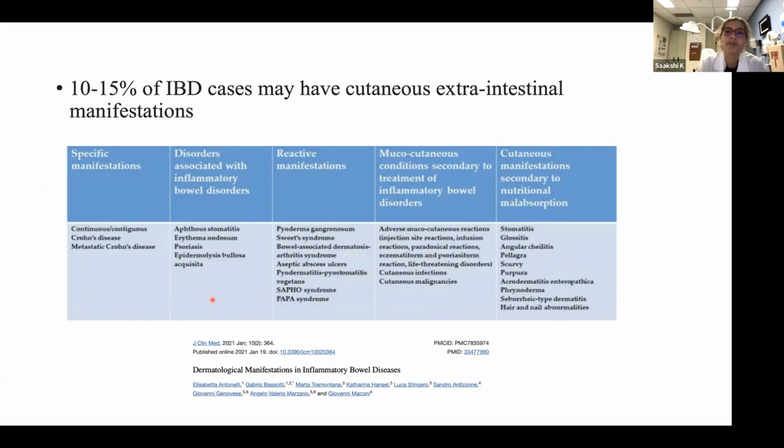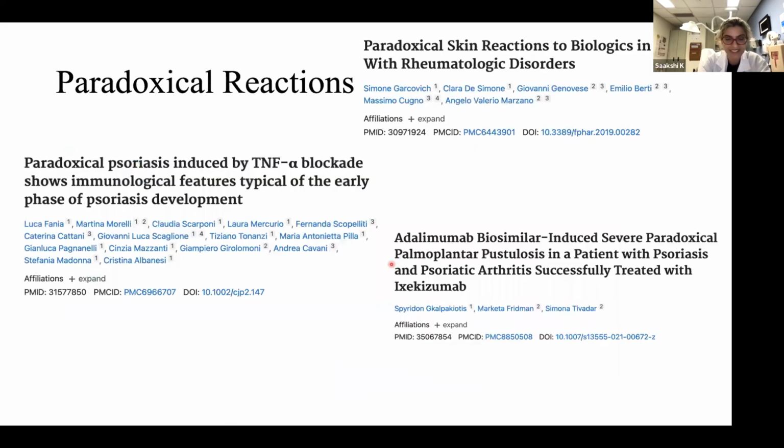And this is a very comprehensive slide that talks about all the manifestations that can be seen on the skin with patients that have inflammatory bowel disease. About 15% of IBD cases do have extraintestinal manifestations. I'm not going to be talking about all of them because we'll stay here forever, but I did want to talk about paradoxical reactions. And paradoxical reactions can be eczema or they can be psoriasis.